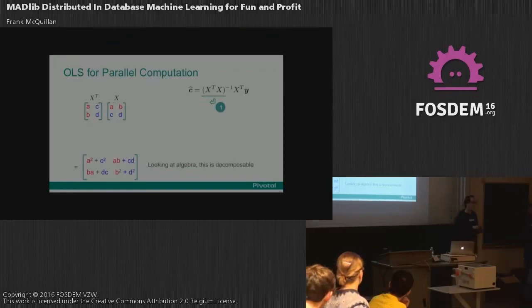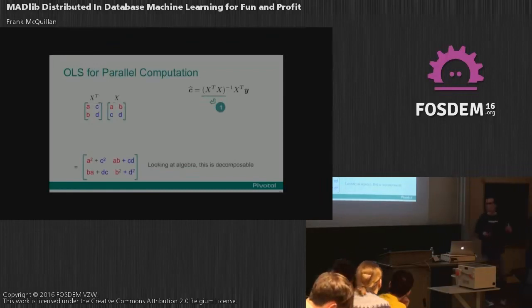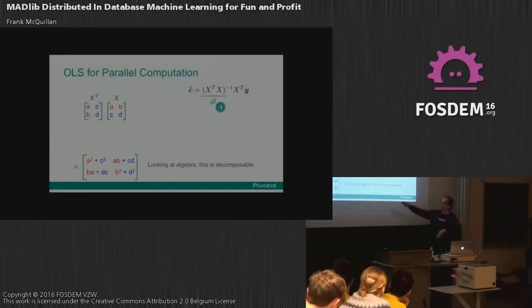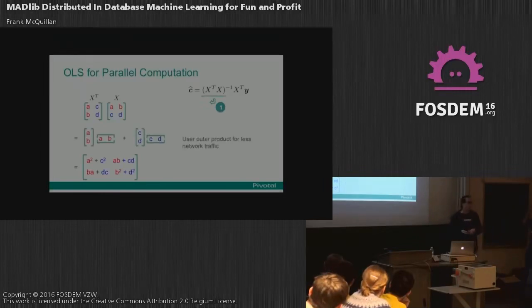If you look at the algebra, you can see it's actually decomposable, right? You can see A squared, B squared, and AB, you could separate those out, and do every operation on those in one node, all the operations on C and D in another node, and then just collect them after, right? It turns out you can do that using something called an outer product as opposed to an inner product.